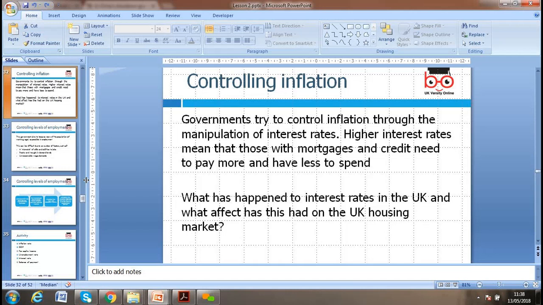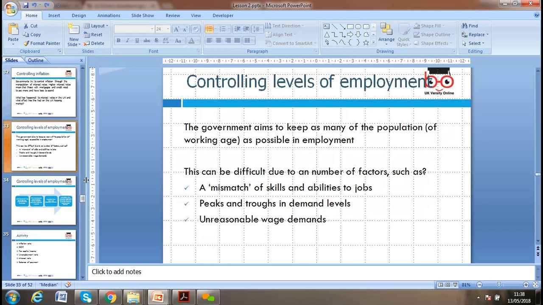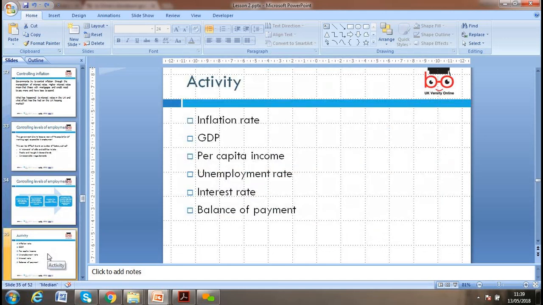The government tries to control inflation by manipulating the interest rate. A higher interest rate means those with a mortgage or credit need to pay more and have less to spend. What happened to the interest rate in the UK, and what effect has it had on the housing market? Of course, demand will be lower when interest rates are higher. Controlling the level of employment, the government aims to keep as much of the working-age population as possible in employment, and this can be difficult due to a number of factors such as a mismatch of skills and abilities, peaks and troughs in demand levels, and unreasonable wage demands.